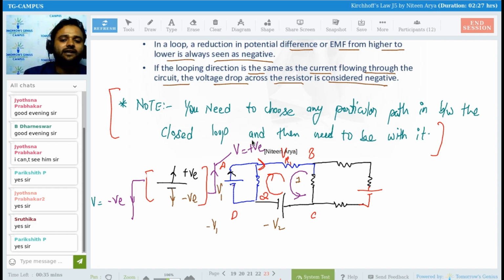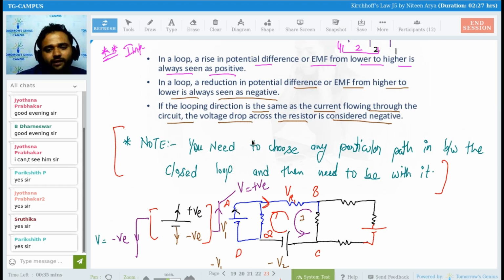The second case, the current direction. If you choose the path in the direction of current, then the potential difference at a particular instrument, at a particular resistance or any other element, is taken as positive. If it is not, it is taken as negative. This is your third point. Is this clear, everyone? Or should I explain this again? Tell me.